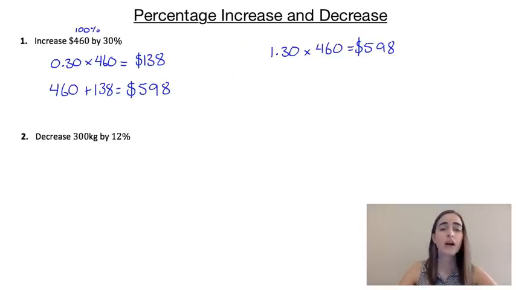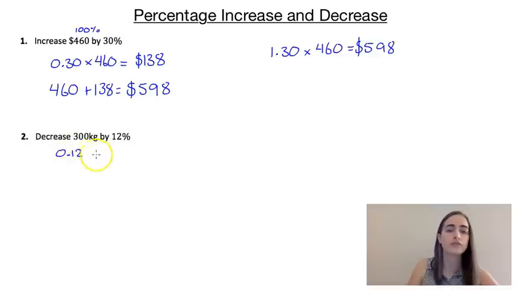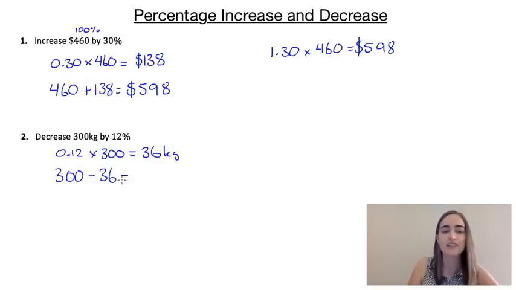For our second example, we're asked to decrease 300 kilos by 12%. So our first method, we'd find 12% of that 300 kilos. So I've written 0.12 as a decimal, but I could have written it as 12 over 100 and multiply that by 300, which would give us 36 kilograms as our 12%. Now we started with 300, but we want to decrease it by 12%. So this time, instead of adding it on, we're going to do our 300 minus our 36, which would give us 264 kilograms. So that's the first method.